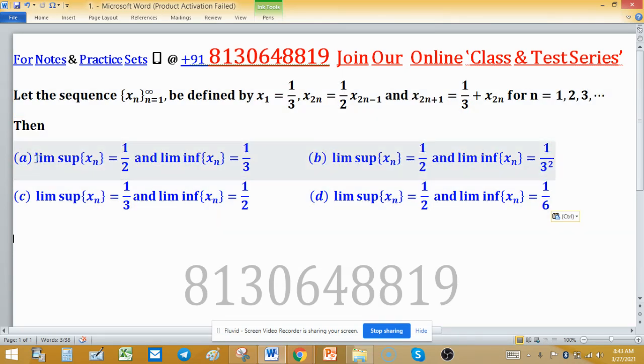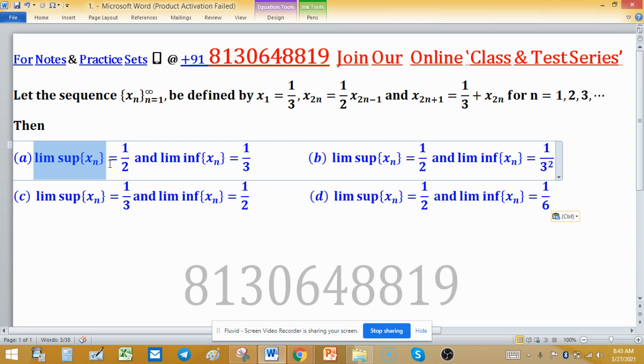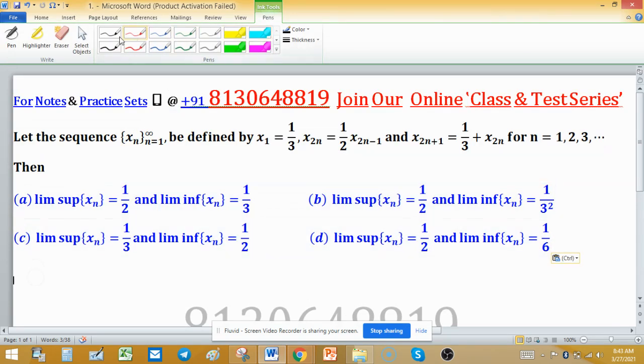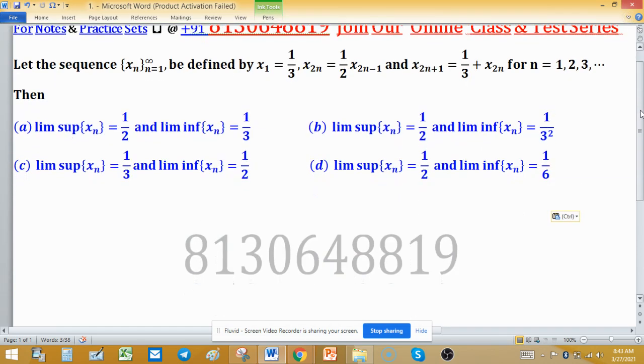Now the options are: limit superior of xn is half, limit inferior of xn is 1 by 3. Similarly, limit superior and inferior is asked in all four options. So first we compute what the limit superior and limit inferior are for this particular sequence.